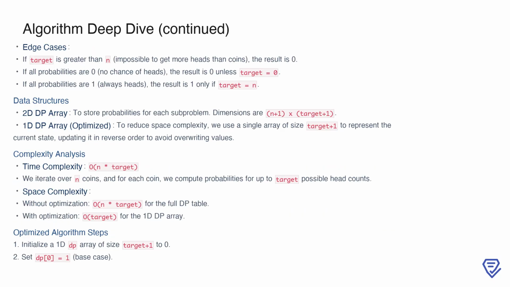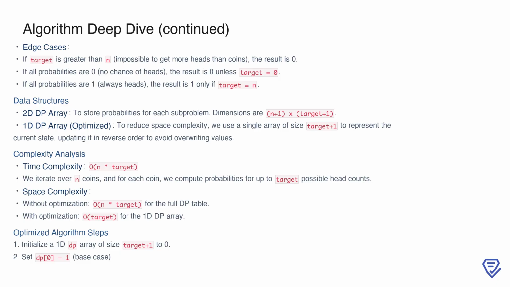When solving this problem, we must handle several key edge cases. For example, if the target number of heads exceeds the total number of coins, it's impossible to achieve, so the result is 0. Similarly, if all probabilities are 0, meaning no coin can land heads, the result is also 0 unless the target is 0. Conversely, if all probabilities are 1, meaning every coin always lands heads, the result is 1 only if the target equals the number of coins.